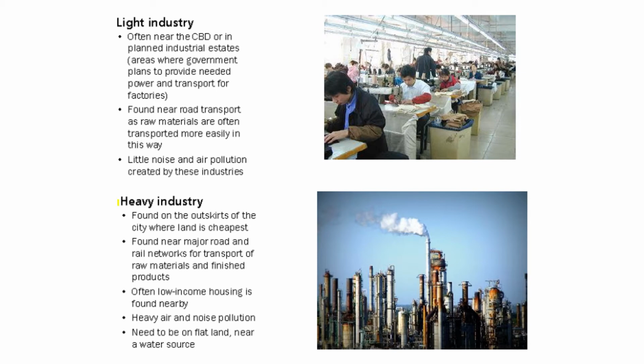On the other hand, we have heavy industry, and these are found way out of town, sort of in the major industrial areas. They've got to be near roads or sometimes even railways to be able to transport the large quantities of raw materials and even the manufactured goods as well. Lots of pollution, air pollution, noise pollution, and so on. They've also got to be on flat land because they're normally quite large premises. The examples of heavy industry would be things like steel manufacturing, chemicals, the manufacture of machinery, that sort of thing.